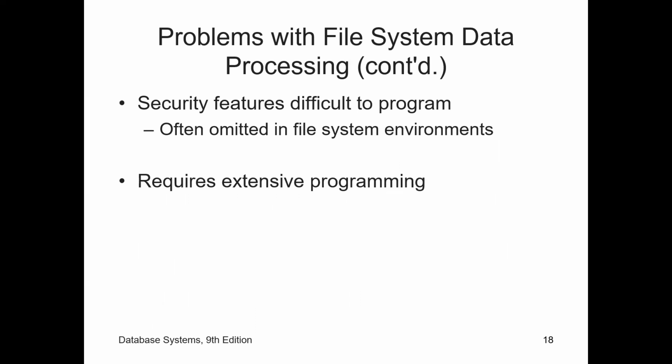Problems with file system data processing, continued. Lack of security and limited data sharing. Another fault of a file system data repository is a lack of security and limited data sharing. Data sharing and security are closely related. Sharing data among multiple geographically dispersed users introduces a lot of security risks. Extensive programming: making changes to an existing file structure can be difficult in a file system environment.